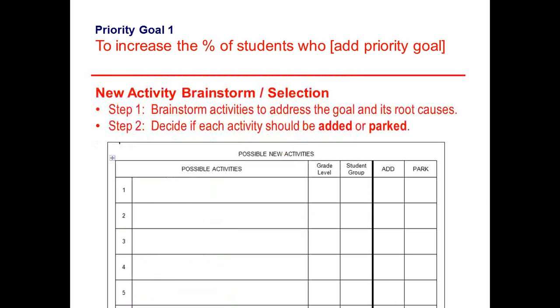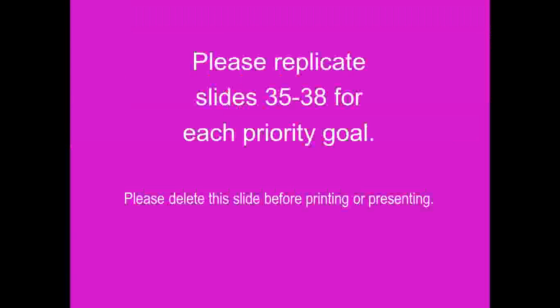And then after you're finished with your brainstorm, you'll go back and say, okay, is this something that we're going to add for next year? Or is this something that we're going to park for a future year? So you'll probably have more activities here than you could possibly do. So you'll need to go through and really look at which activities are going to have the biggest bang for the buck, and then check off the ones that you're going to add to your school counseling curriculum for the coming year. So then you would just replicate those slides for each of your priority goals.